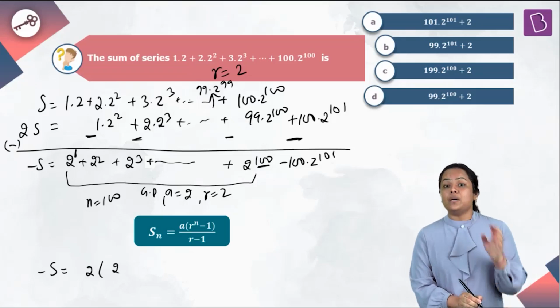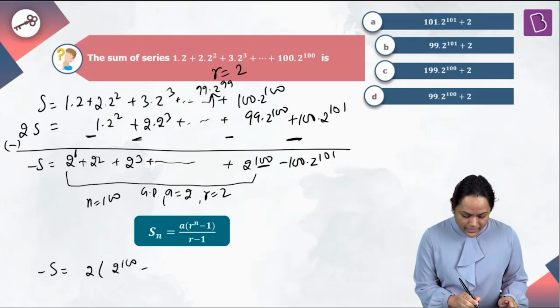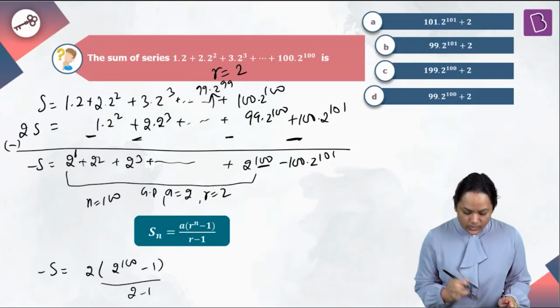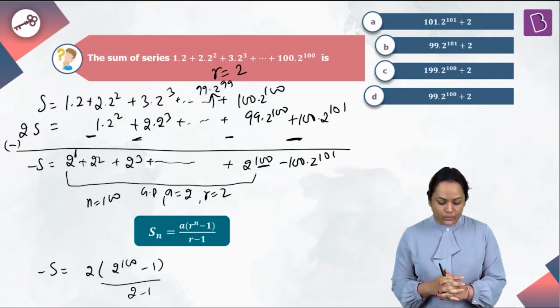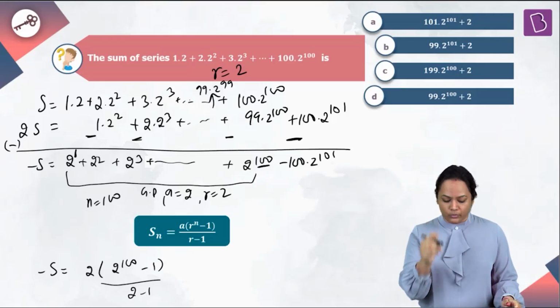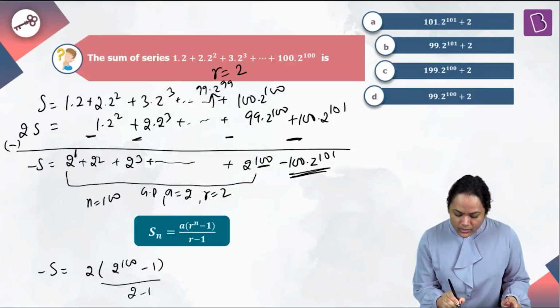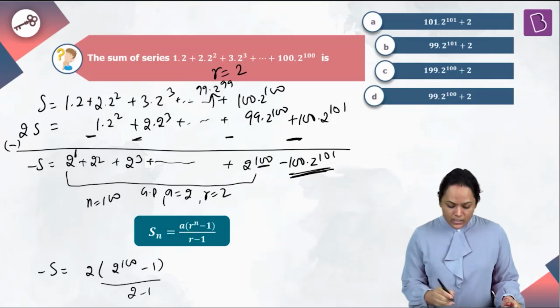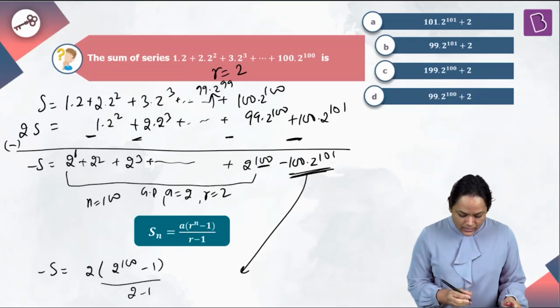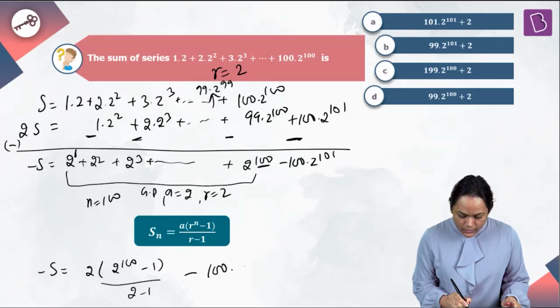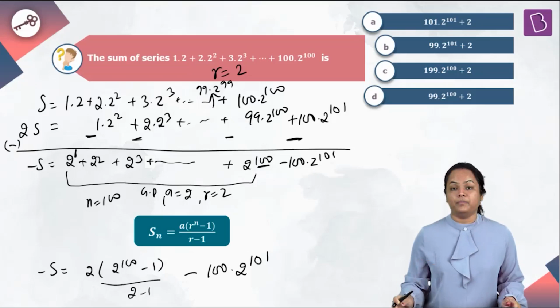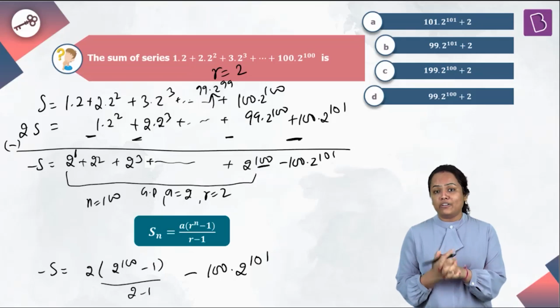2 raised to number of terms is 100 minus 1 upon 2 minus 1. This is my GP summation formula, or GP summation value, minus the last term. What is the last term? It's 100 into 2 raised to 101. So this term will come as it is, and I can write here, this will become minus 100 into 2 raised to 101. Okay, now I have got the value of minus s.